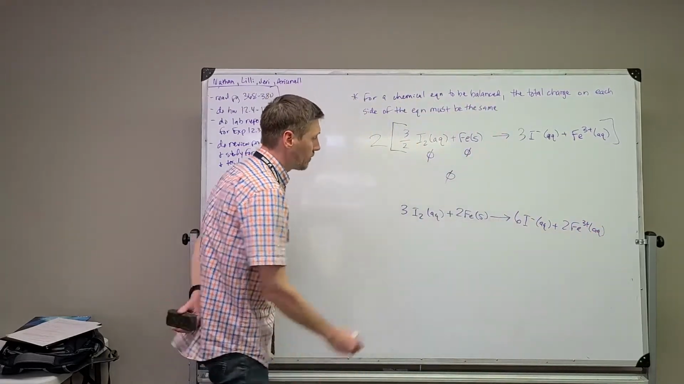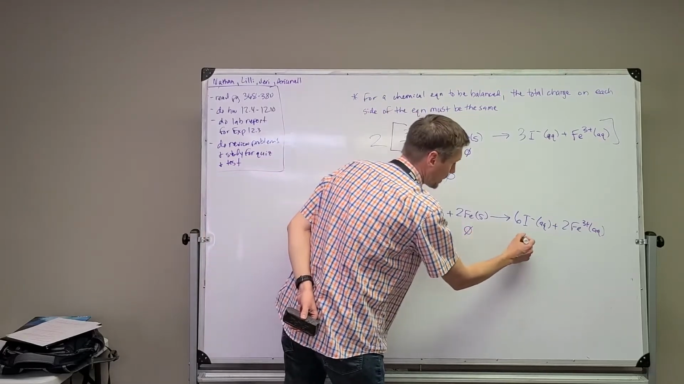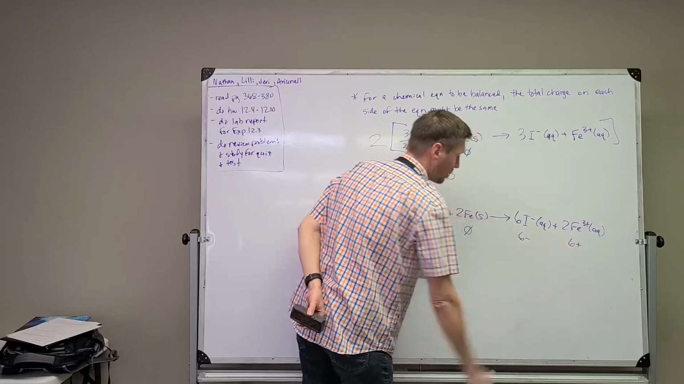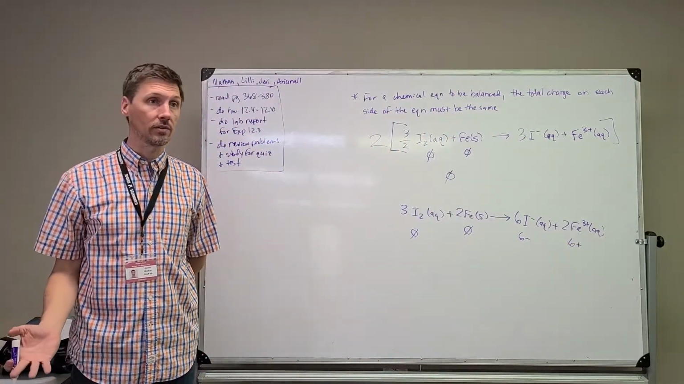And so now if we check everything again, we got a 0 here, we got a 0 here, we got a 6 minus here, and we got a 6 plus here, which adds up to 0. So now we've got a total of 0 on both sides. All right?